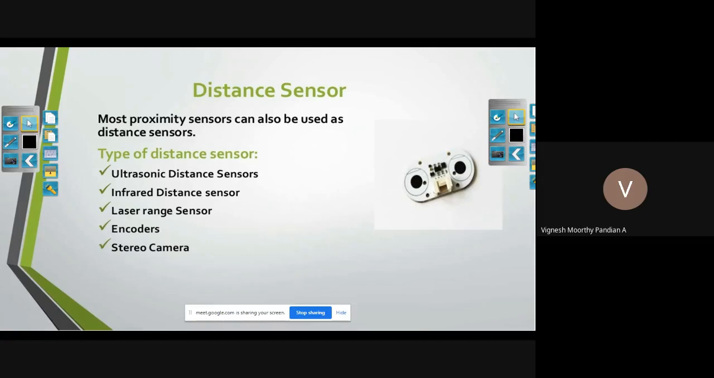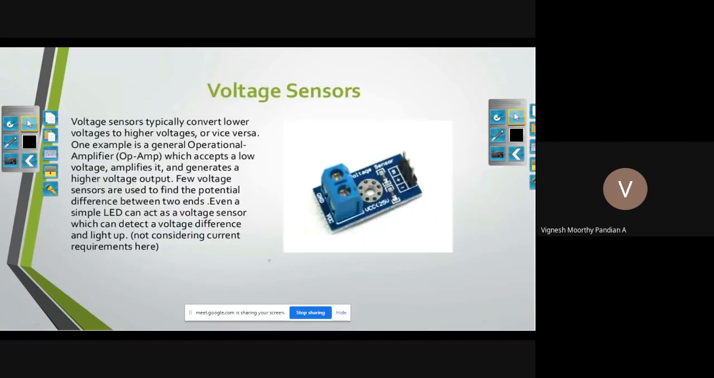Next one is distance sensor. Most proximity sensors can also read the distances. The different types of distance sensors are ultrasonic distance sensors, infrared distance sensors, laser range sensor, encoders, and stereo camera. Mainly, these distance sensors are used in automobiles. In cricket, also these distance sensors are used. If a batsman hits a six, the distance of the six is measured in the television. This is by the use of this distance sensor.